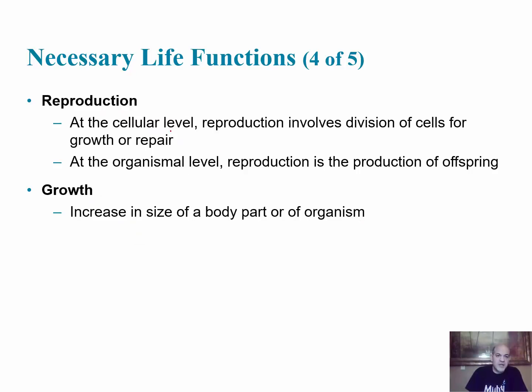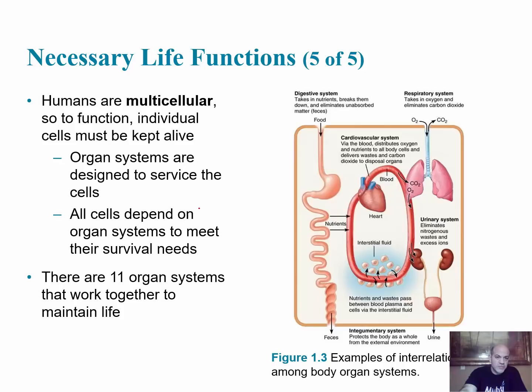Reproduction is also another necessary life function. And at the cellular level, reproduction involves the division of cells for growth and repair. The way we grow is by making more cells. And we're going to cover how cells divide in Chapter 3. And then at the organismal level, reproduction involves producing offspring. And then growth is another one of the necessary life functions here. And in growth, you're going to increase in size of body parts as you grow.